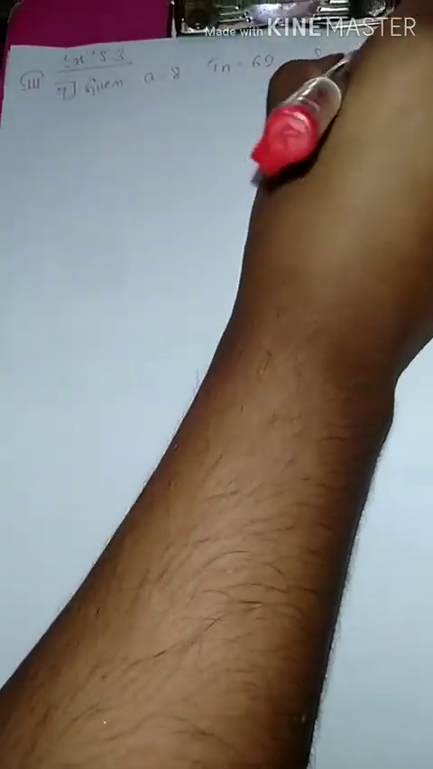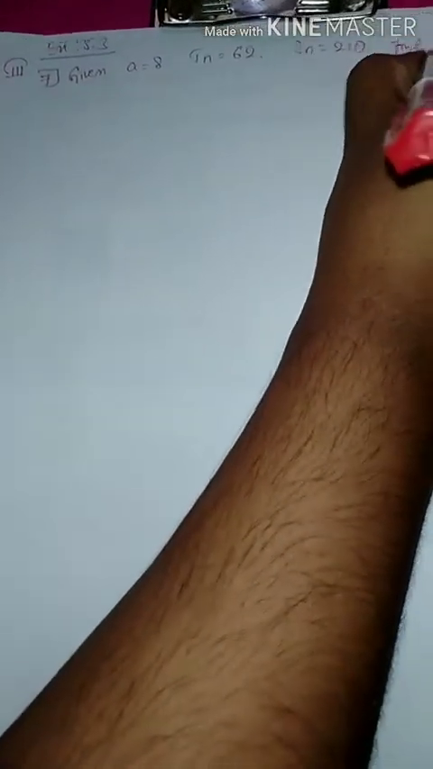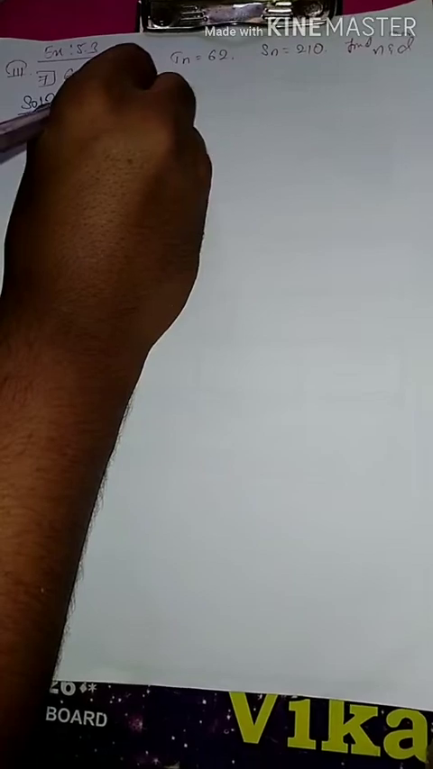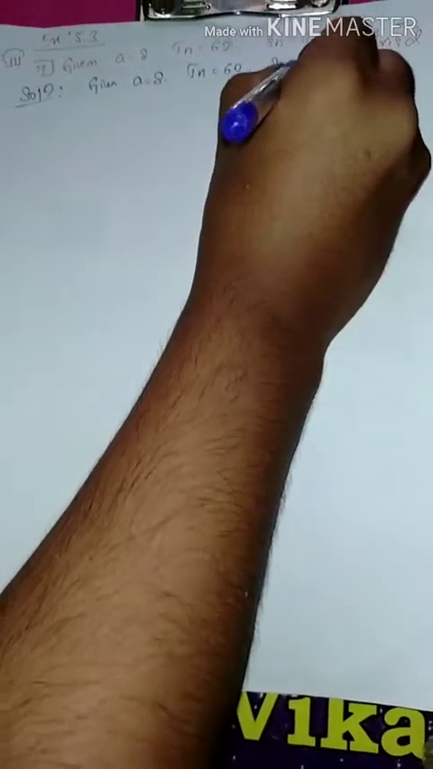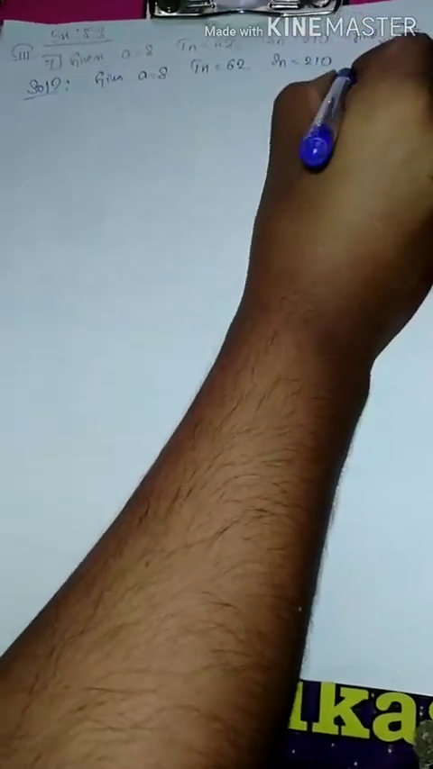Next, exercise number 5.3, third main, 7th example. In an AP given a is equal to 8, Tn is equal to 62, Sn is equal to 210, find n and d. So solution. So in this example, given that a is equal to 8, Tn is equal to 62, Sn is equal to 210, and we need to calculate n and d.